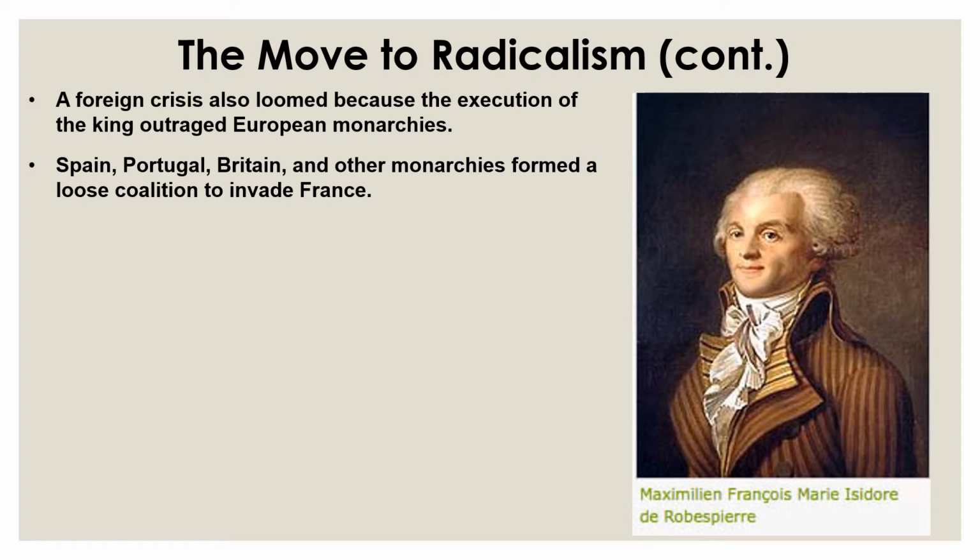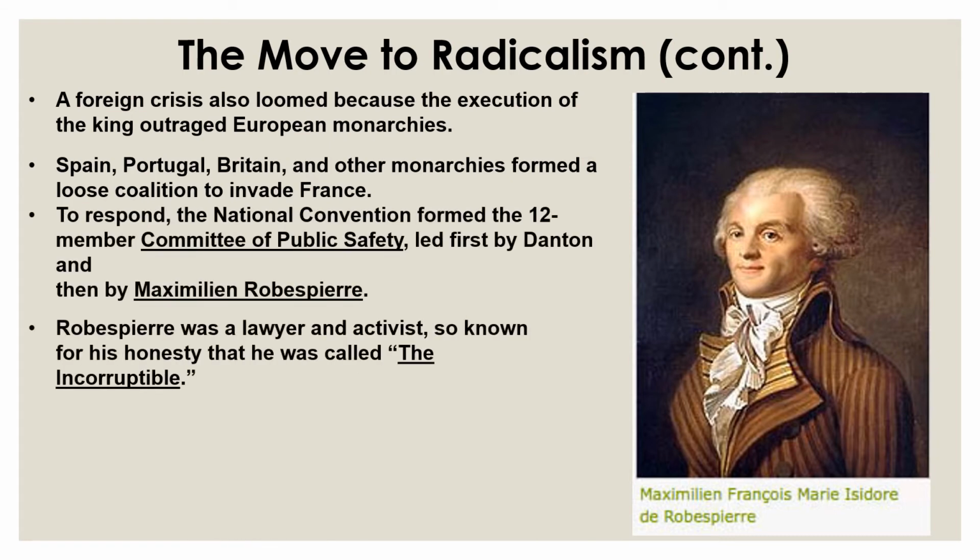Anyhow, Spain, Portugal, and Britain and other monarchies ultimately formed a loose coalition to invade France, to try to force an end to the madness that the revolution had now spun into, this radicalism, and perhaps force them to go back to some kind of constitutional monarchy, putting another member of the royal family back on the throne. To respond, the National Convention recognized that in order for the revolution to survive, they were now going to have to fight a war against all of these nations in Europe.